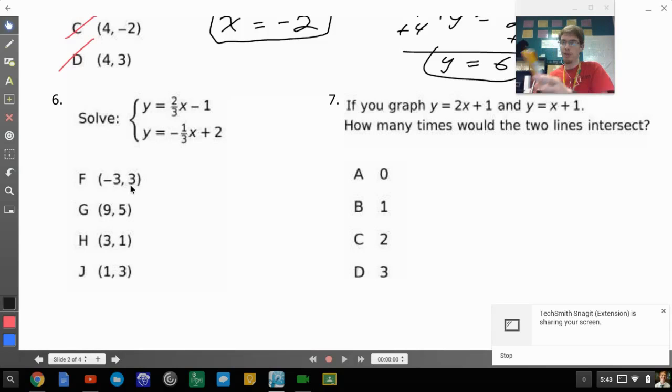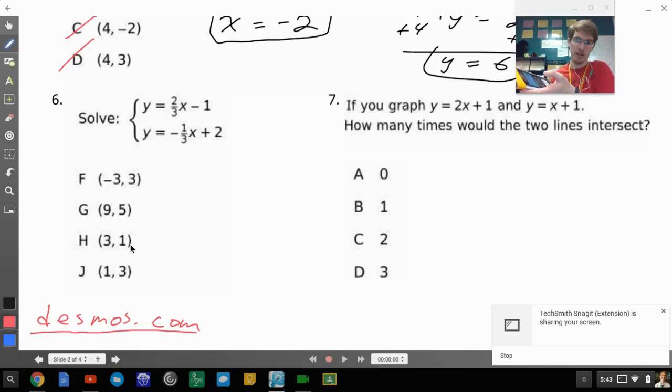So you may not have a calculator at home. But if you do, by the way, the best website that I know of for a graphing calculator at home, Desmos.com, is really awesome. You can just tell it to graph. It'll even make tables for you. You can look at the intersection points. But I'm going to go ahead and do this, and I'll show you what my graph looks like. 2/3 x minus 1 and negative 1/3 x plus 2.